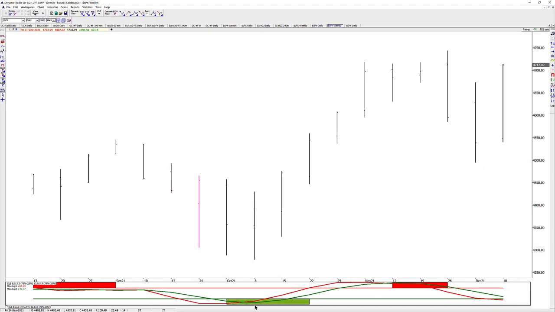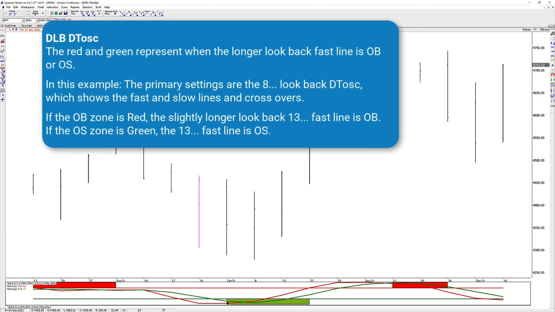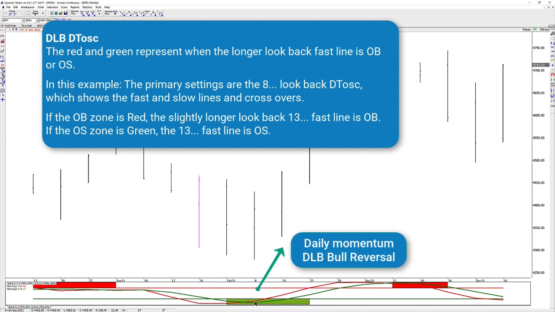So let me go okay on this. What does this represent? This is not the dual time frame that we had before. It's dual look back. It's saying that on the bar when this oversold zone turns green, the 13 look back fast line is oversold. So when we have the 13 fast line oversold and the 8 makes a bull reversal, that's a dual look back bull reversal. And it's even a more high probability reversal than if we were just looking at the one time period.